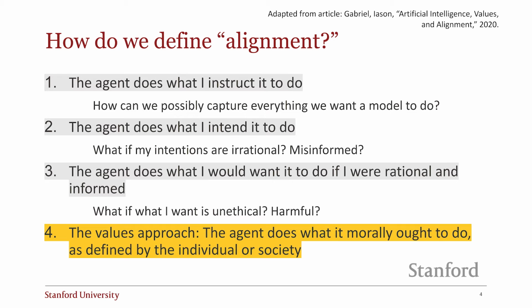Now, we finally arrive at the values approach. We design our AI models to do what they morally ought to do, as defined by the individual or our broader society. Values indicate our judgment of what's good or bad and should be morally praised or reprehended. With a values-based approach, we can avoid all the difficulties we encountered with our previous conceptions of alignment. Additionally, we can think beyond the simple calculation of maximizing good and think about how our AI models can promote our notions of justice and rights.